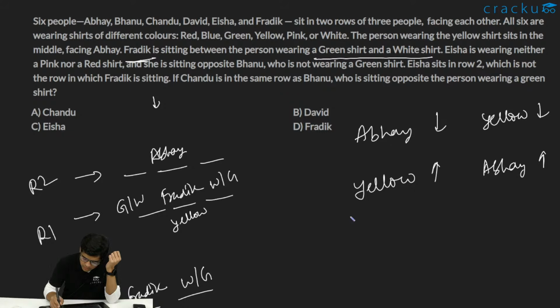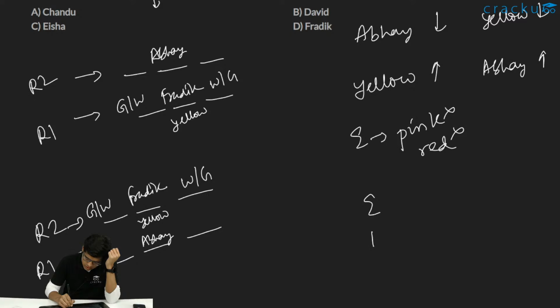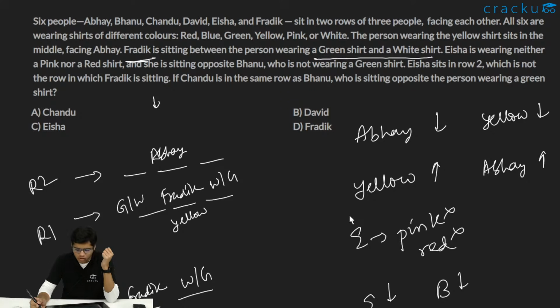Then Aisha is wearing neither a pink nor a red shirt, and she is sitting opposite Bhanu. So Aisha is sitting opposite Bhanu. Either this can be this or it can be this. Fine. And Bhanu is also not wearing a green shirt. So Bhanu is not wearing a green shirt.